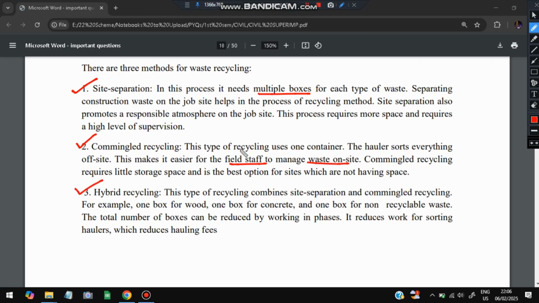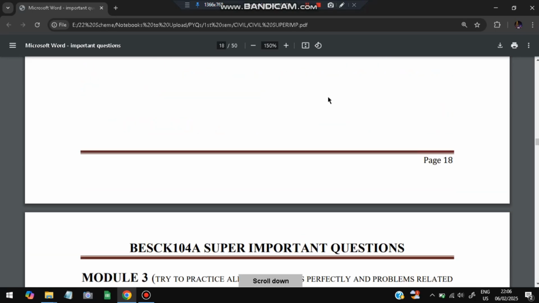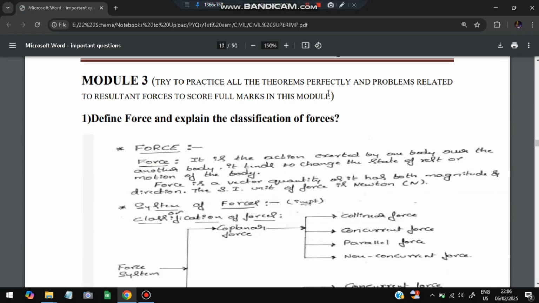Third is hybrid, which is a combination of both of these. For example, one box for wood, one box for concrete, one box for non-recyclable waste, and so on. So it sorts the waste and handles it accordingly. Recycles also.